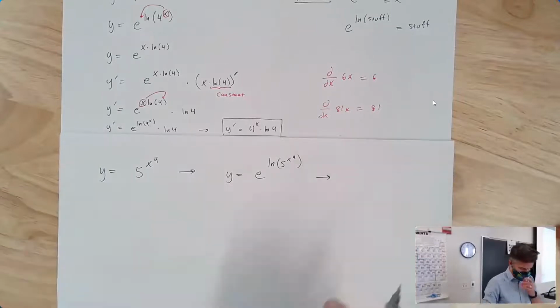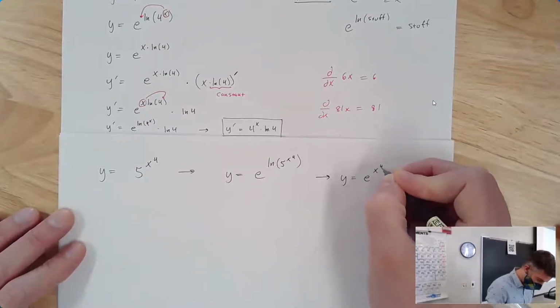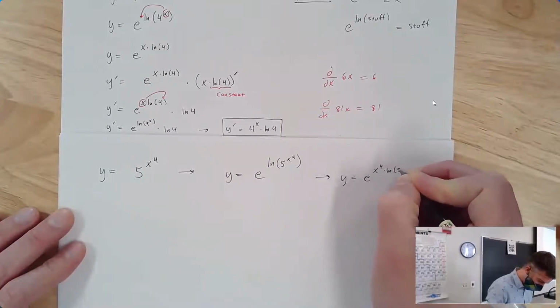So this becomes, gosh, my mask got itchy all of a sudden. Okay. Y equals e to the x to the fourth times the natural log of 5.